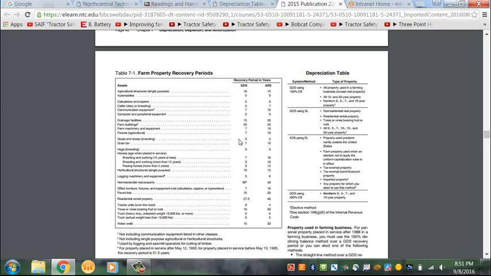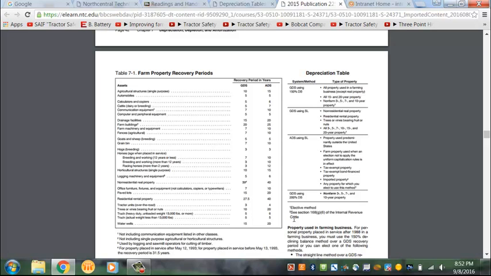Farm assets are somewhat special in that they're allowed a different depreciation method. Usually the depreciation method used is called 200 declining balance, but farm assets are allowed to use 150 declining balance, and that just gives them a little bit more of an advantage that way. And only farm assets are allowed to use this 150 declining balance method.